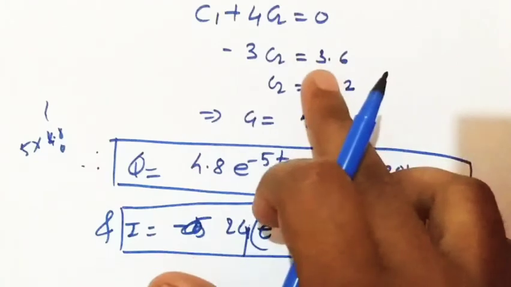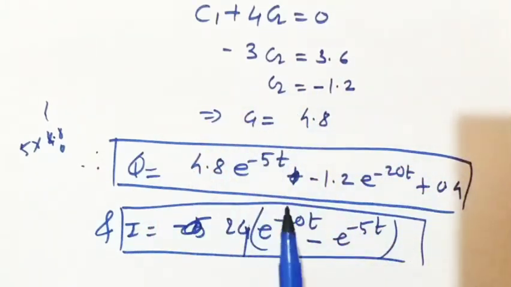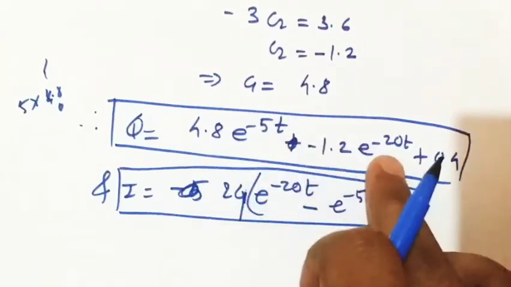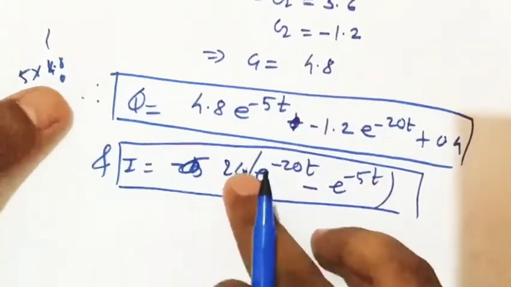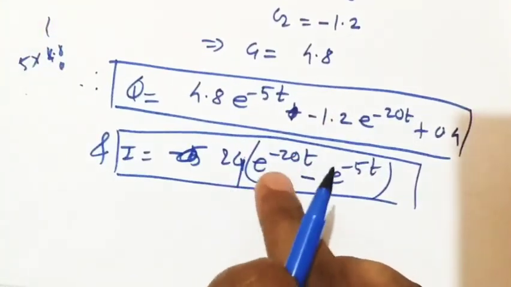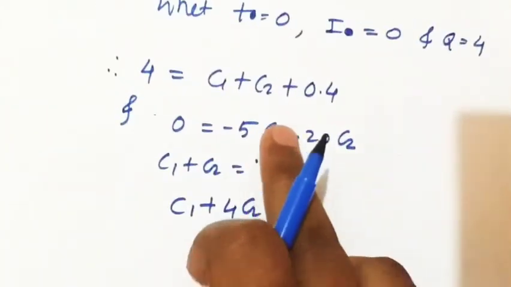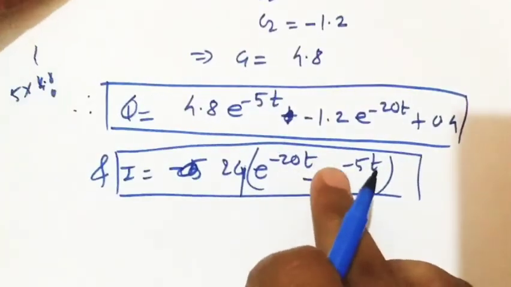Now these values of C1 and C2 obtained, we just have to put in the equations of q and I. That will give us the required charge and current. So these will be the values of charge and current. C1 and C2 I have substituted, and here the current is 24 into e raised to minus 5t minus e raised to minus 20t. This is the value of current.